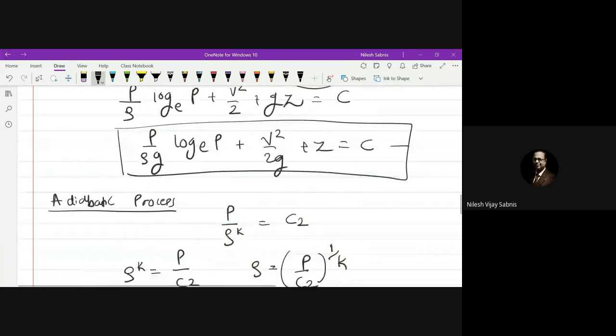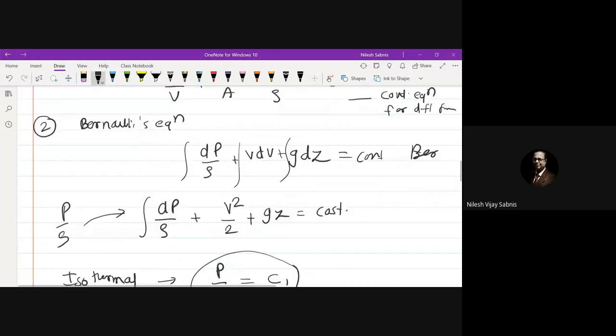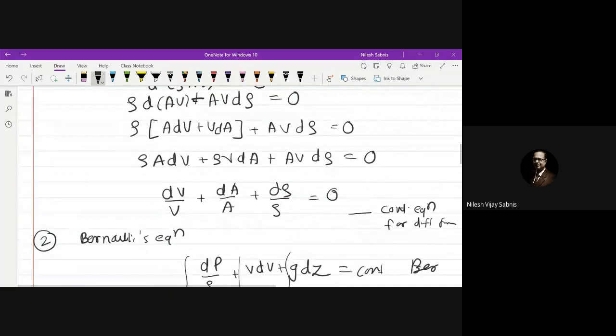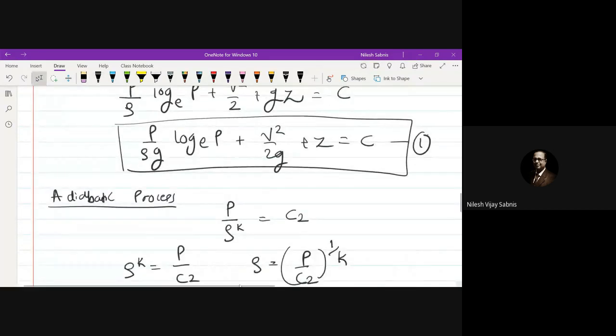So you have to remember this first equation for isothermal and the continuity equation which we have derived for compressible flow. So these points you have to remember for the point of view of examination.